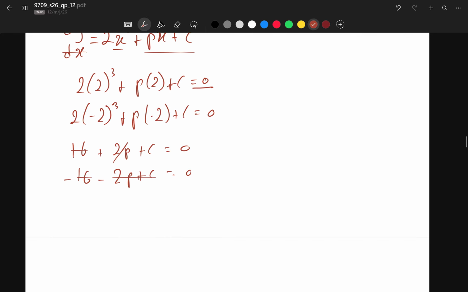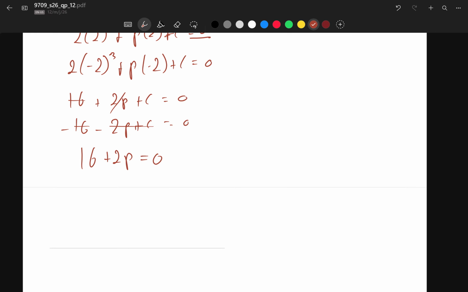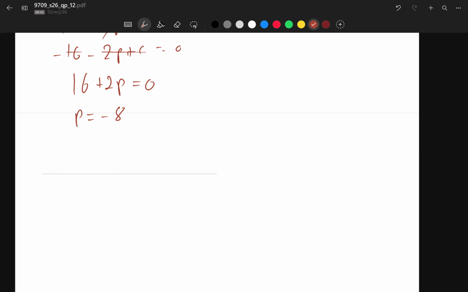Now if you take the original equation, 16 plus 2p plus 0, because c is equal to 0, so this will also be equal to 0. 16 plus 2p equals 0, p equals minus 8. We have found the value for p. Now dy by dx is actually 2x cubed minus 8x, because p is equal to minus 8.